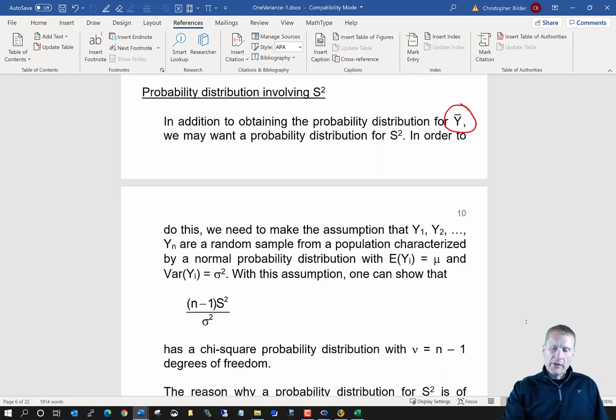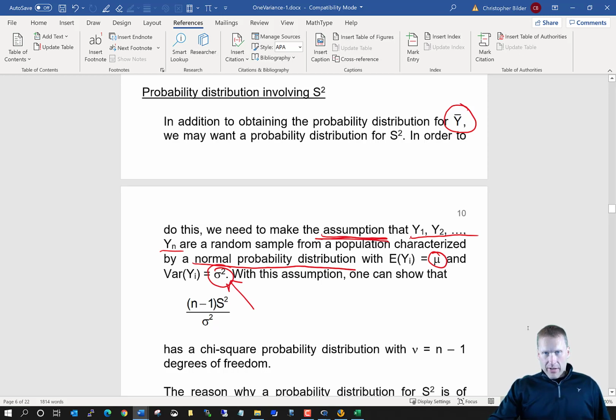And so to do this, we need to make an assumption, and we'll talk about the ramifications of this assumption later. We need to assume that y1, y2 down to yn, meaning these are random variables representing a sample of size n from our population, come from a population characterized by a normal probability distribution, where each has the same mean mu, and each has the same variance sigma squared. Now, this is what I actually want to make inferences about.